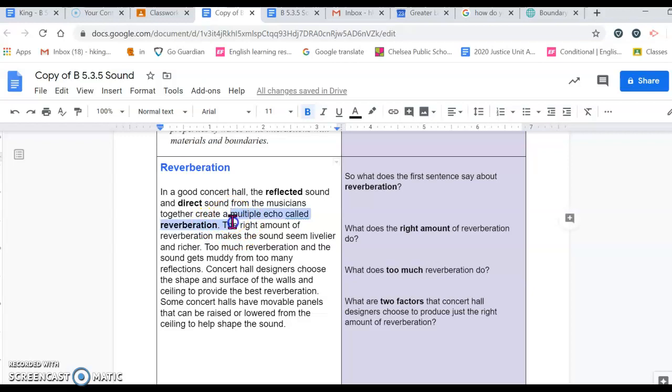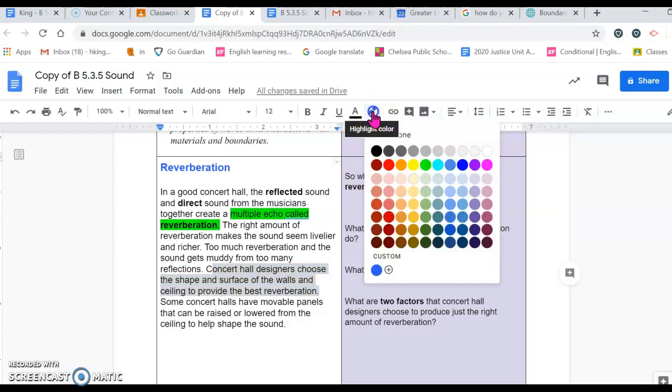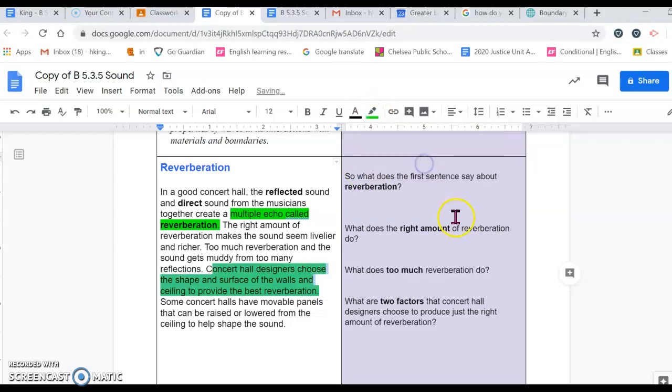I would highlight this like a multiple echo reflect effect. I think that's important. I think this is really important. Concert hall designers choose the surface of the walls and ceiling to provide the best reverberation. Interesting. And that's real life. So that's really interesting to me.